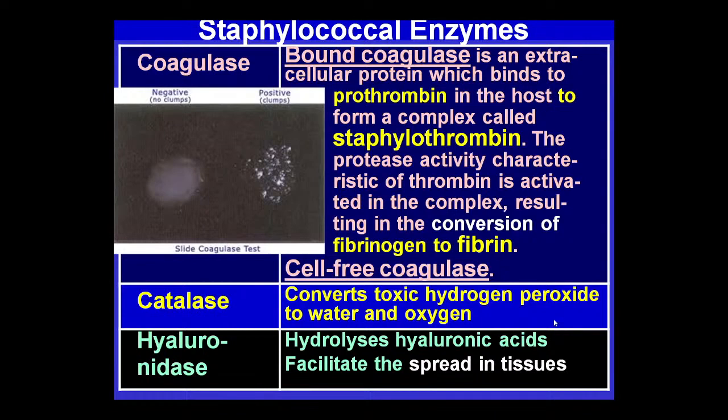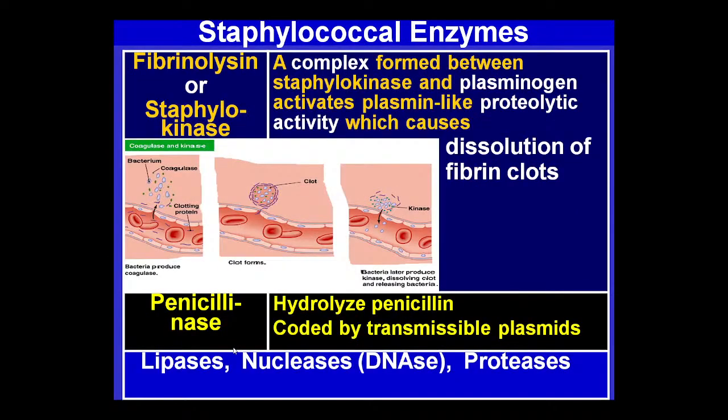A few words about invasive enzymes that are common in staphylococci. We mentioned already coagulase and catalase. I would like to mention hyaluronidase, an enzyme that hydrolyzes hyaluronic acid and facilitates spreading in tissues. How this may work, so this is a simplified picture of the ability to produce particular enzymes.